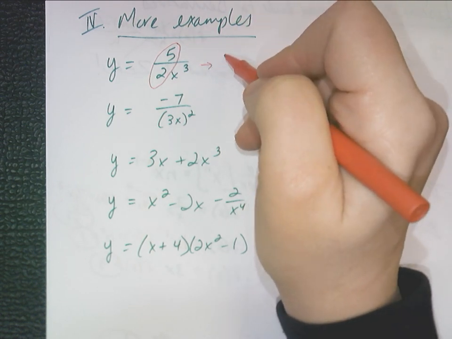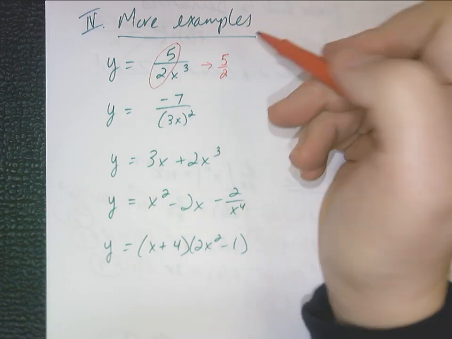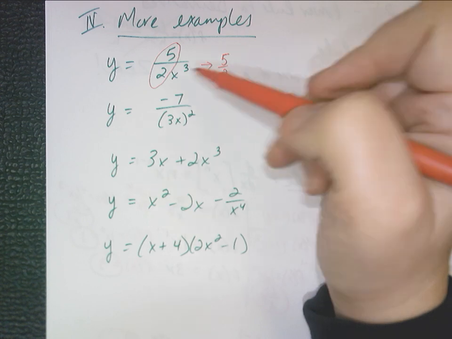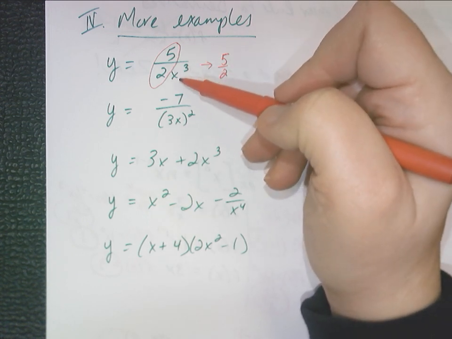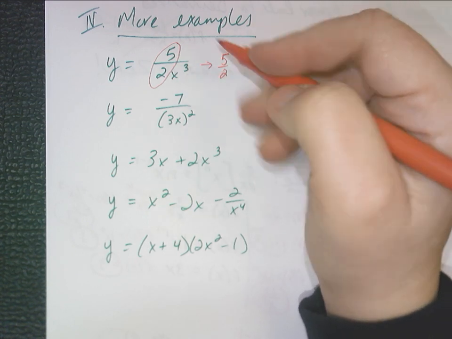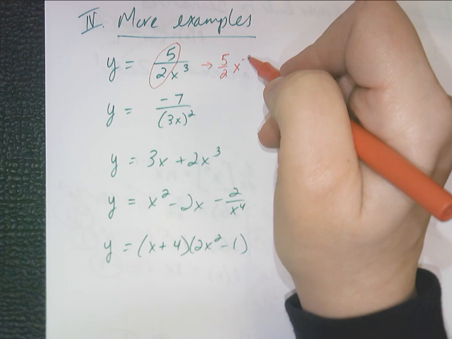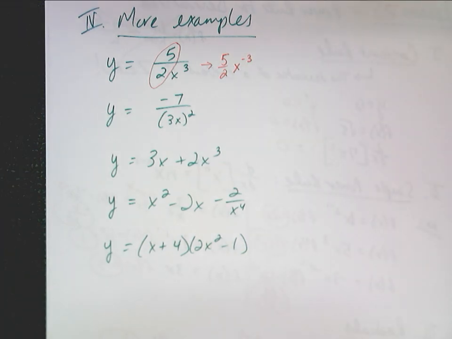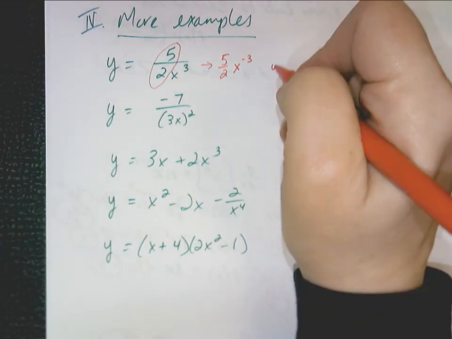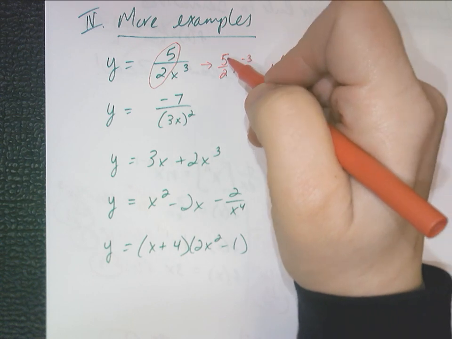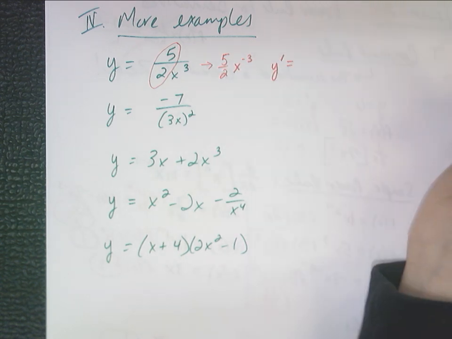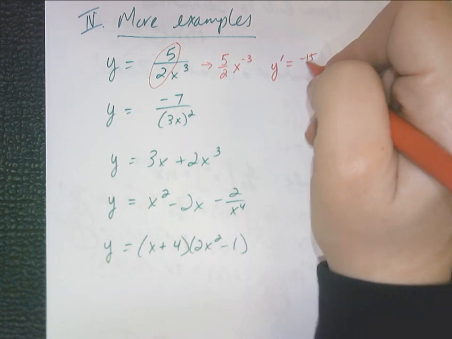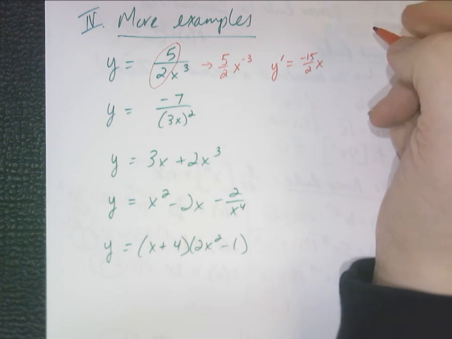Okay. So 5/2. A letter next to it. Well, the letter's on the bottom of a fraction right now, but I could move it up and write it as x to the what? -3. Oh, there I go. Now perform the derivative. What would the derivative power rule say? Well, what's -3 times 5/2? -15/2. X to the what power now?